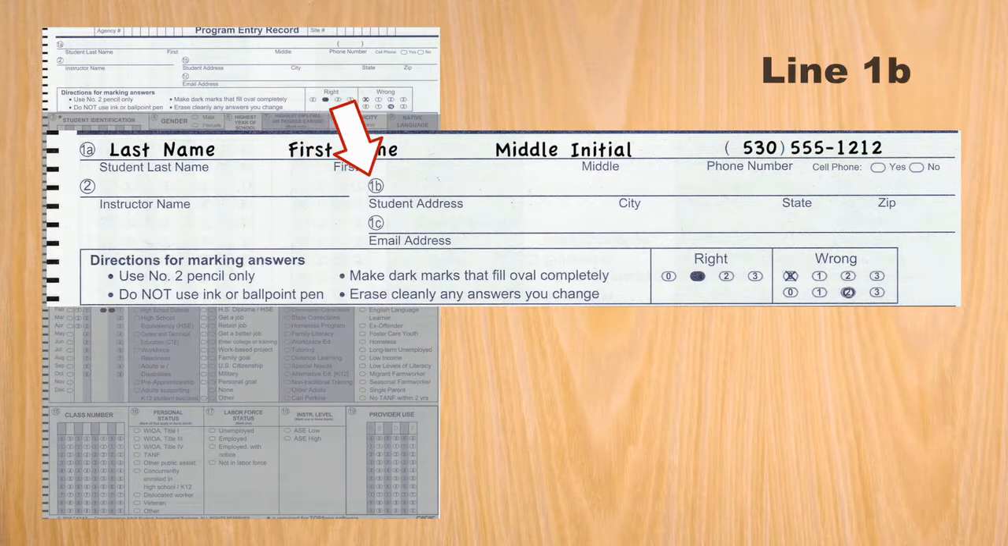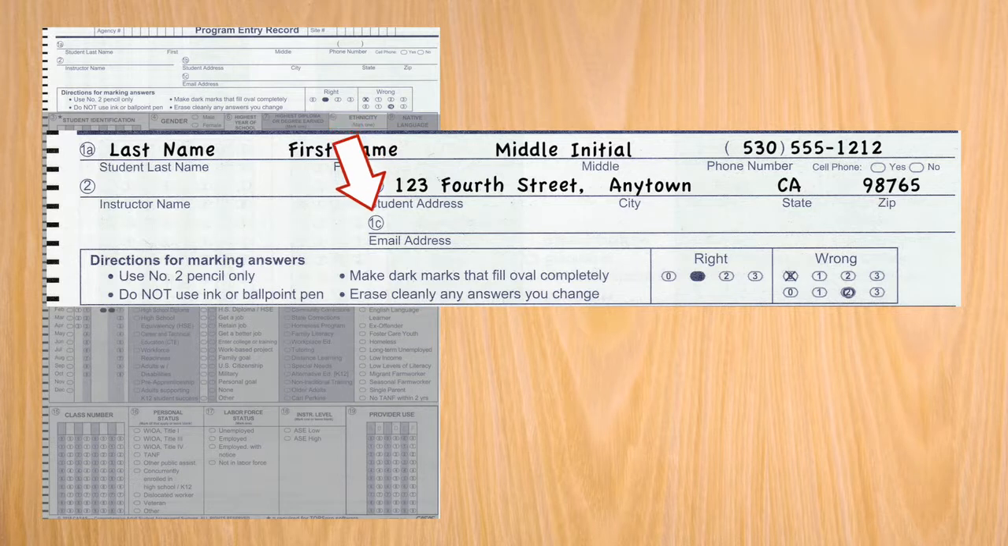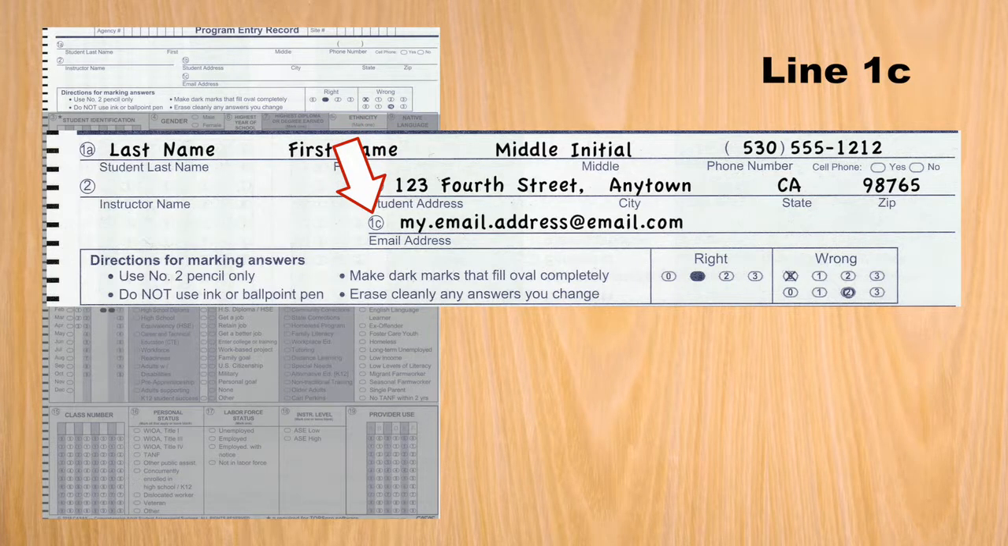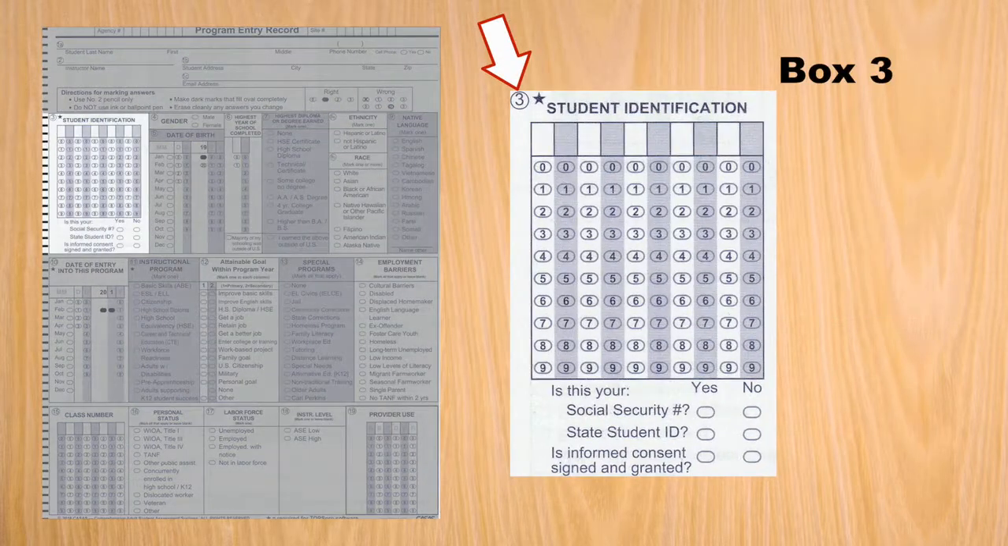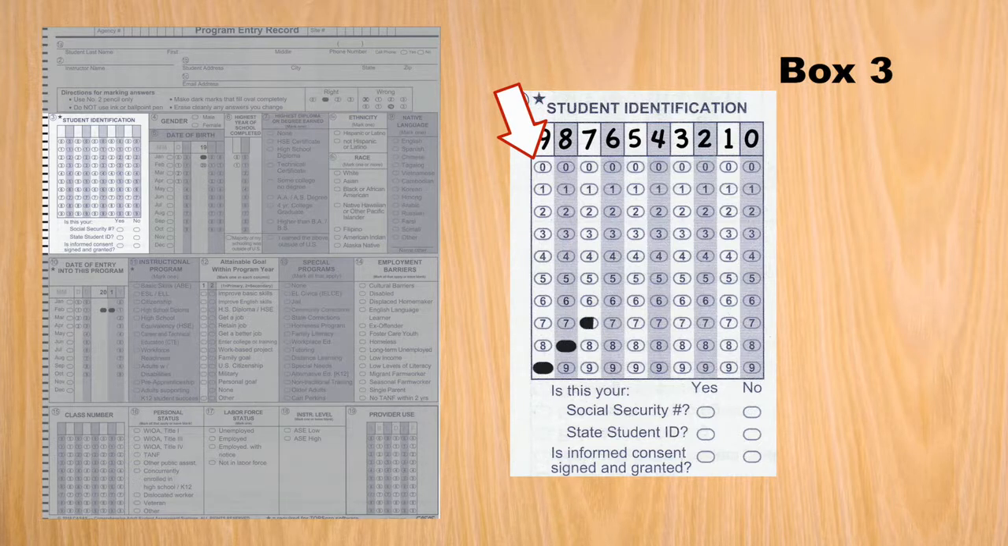On line 1B, clearly print your mailing address, city, state, and zip code. On line 1C, clearly print your email address. If you do not have an email, leave it blank. For part 2, the instructor's name. Leave that blank for now. For box 3, write in your student ID number provided to you at the beginning of this orientation. Then fill in the corresponding bubbles, one for each number.